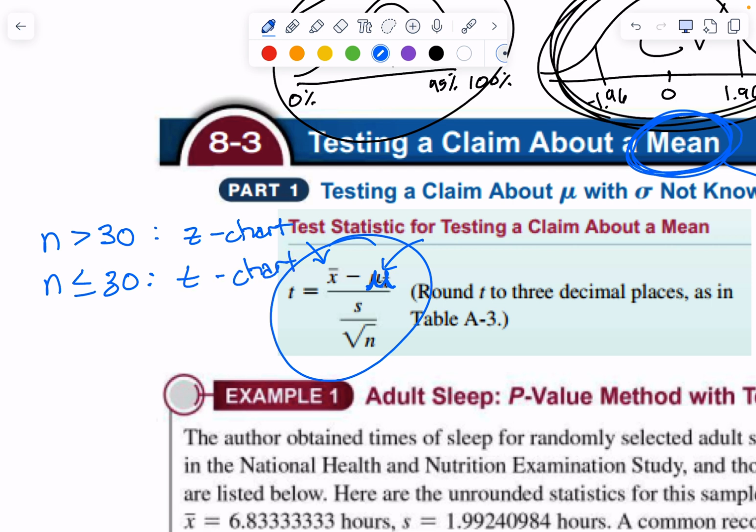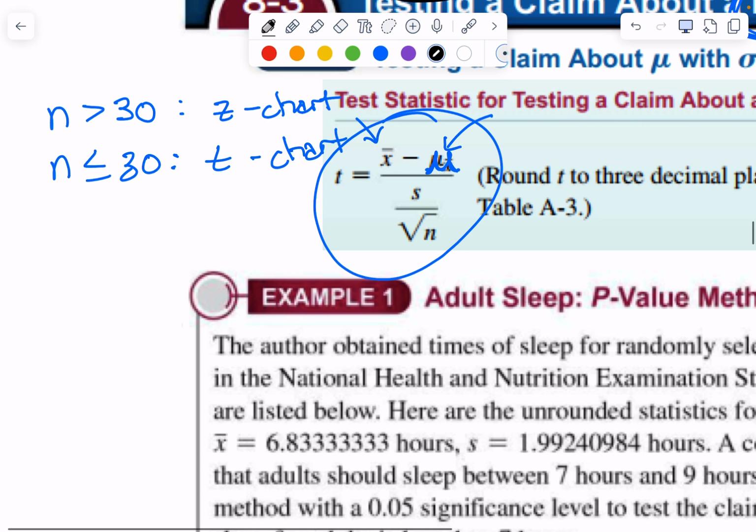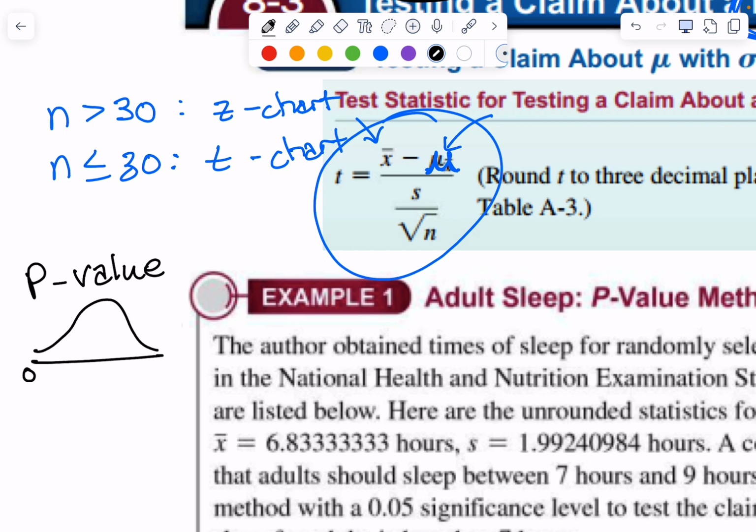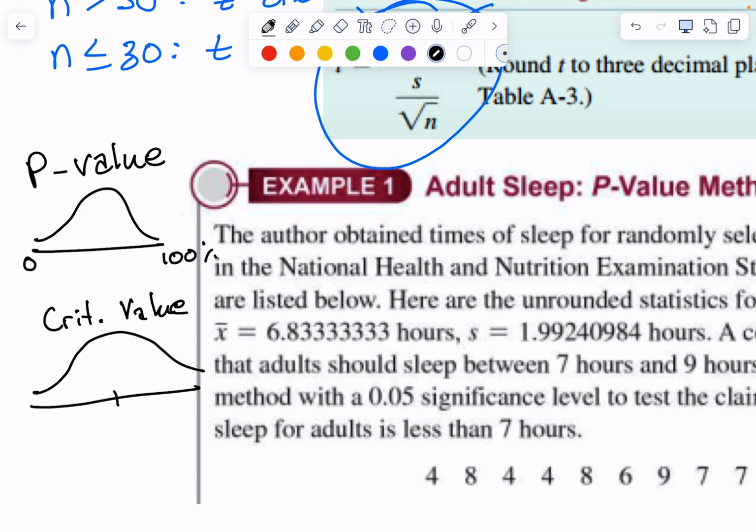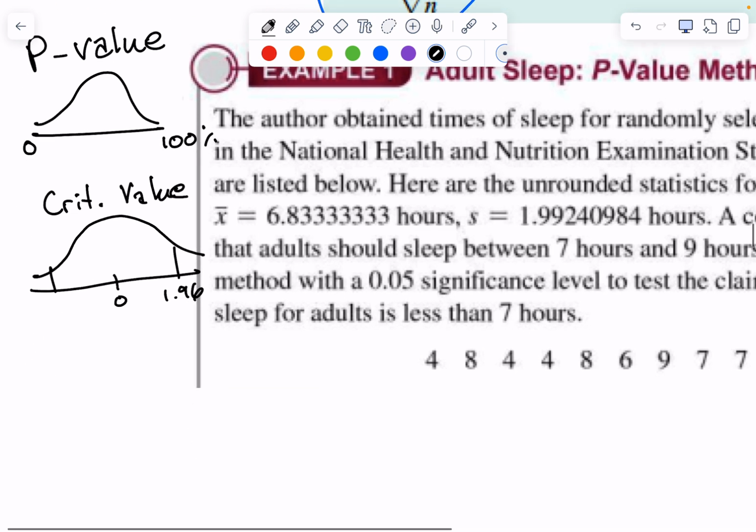Now, one other little bit of information. We solved the proportion in 8.1 and 8.2. We had 3 methods of solving and doing the hypothesis testing. They were the p-value method, where you have a chart and we go 0 to 100% and all the stuff. That was p-value method. We have critical value method, where you have 0 living in the middle, and you have like your 1.96 and all the things, right? That's critical value method. Or we have confidence interval method.